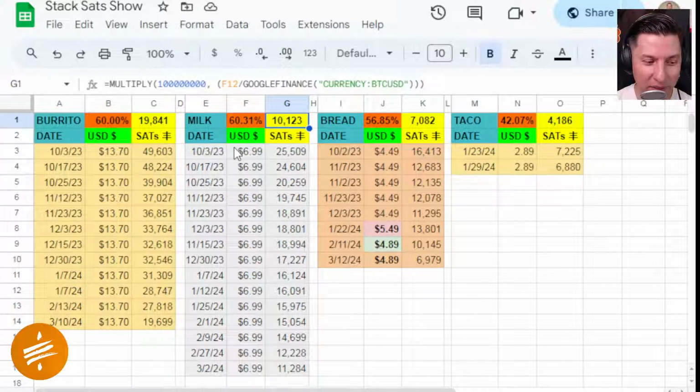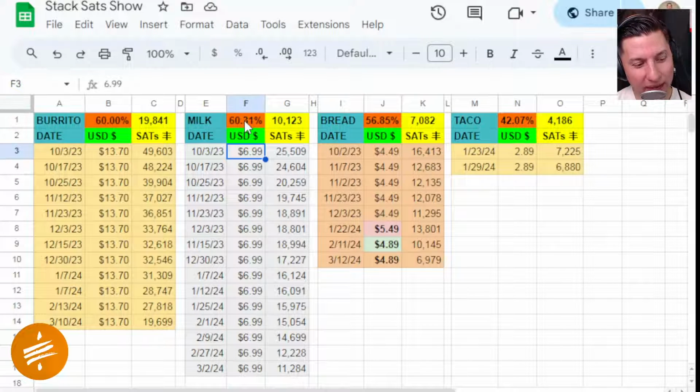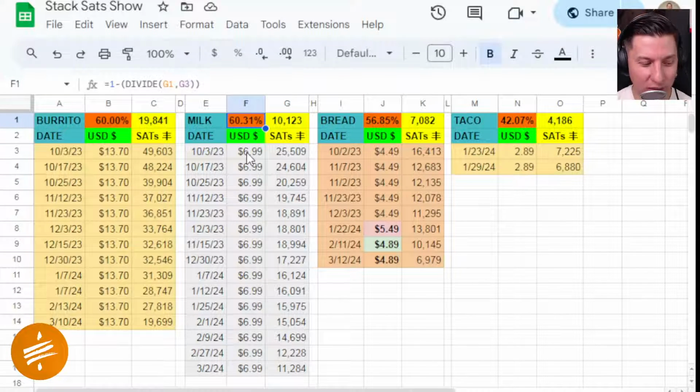So I'm buying milk at 60% off compared to October, right? And the longer you extend that out, the cheaper life gets, the cheaper the expenses in your life get, right? Because if you're holding a lot of your value in Bitcoin, as Bitcoin appreciates and the dollar continues to get debased, your purchasing power in terms of dollars goes up if you're holding Bitcoin.